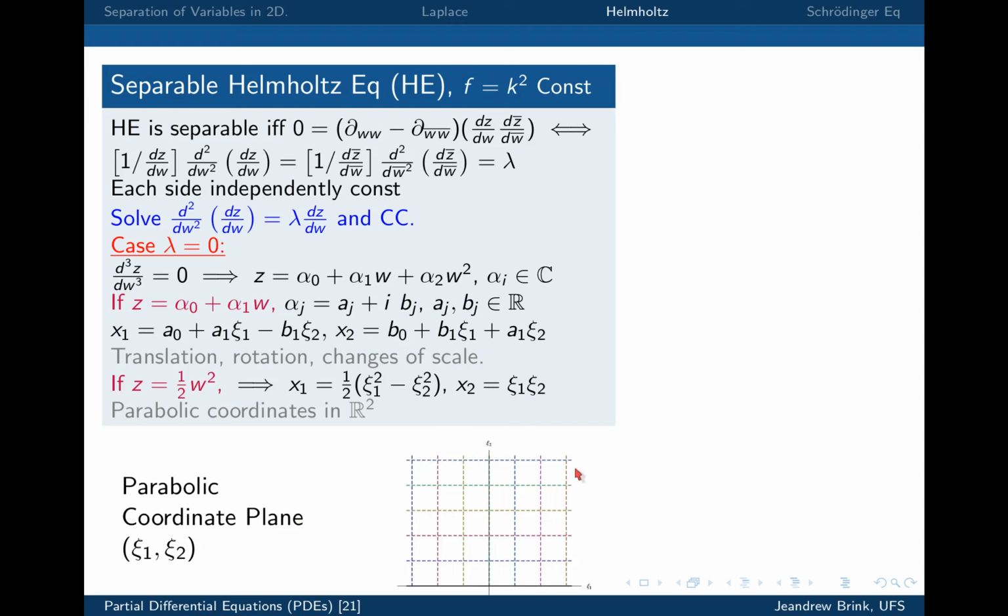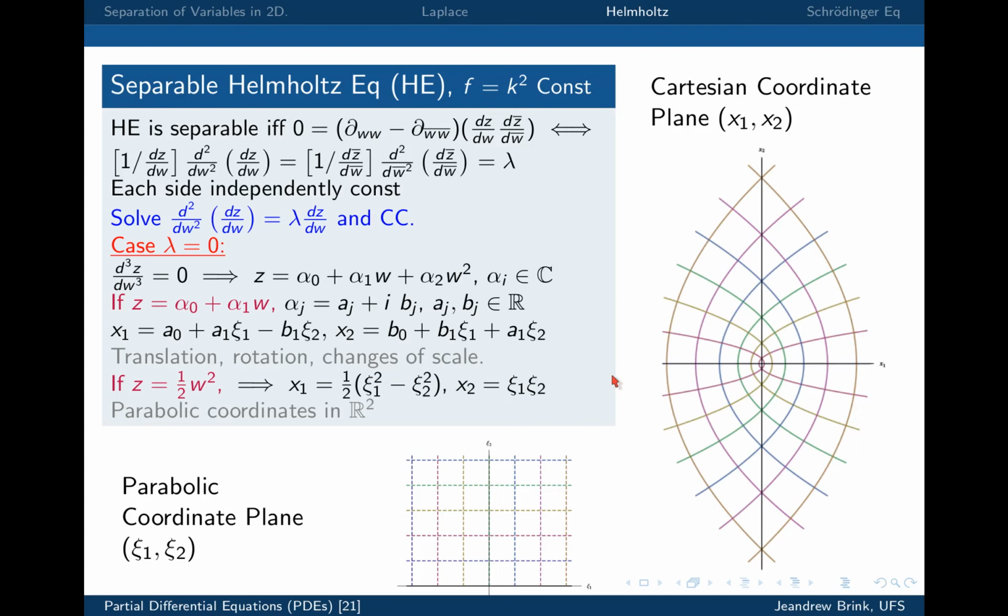And look, I've put different colors over here to actually show you where the coordinates are. Then you can write your solution down. The equation is separable in these new coordinates, and then you can transform the answer back to your original coordinates. You can see what these lines actually look like in the original coordinates just by simply using these expressions. And so in the original Cartesian coordinates, these lines correspond to parabolas.